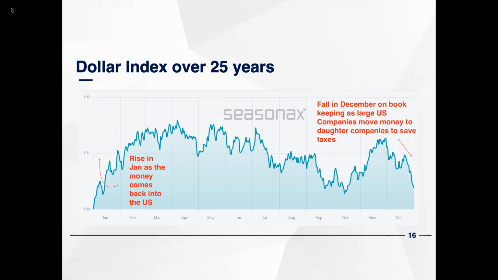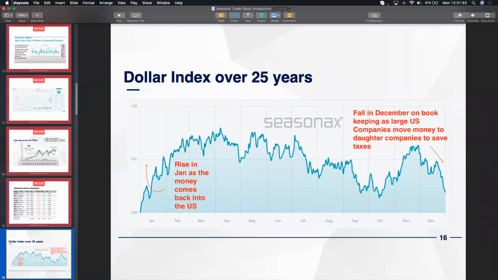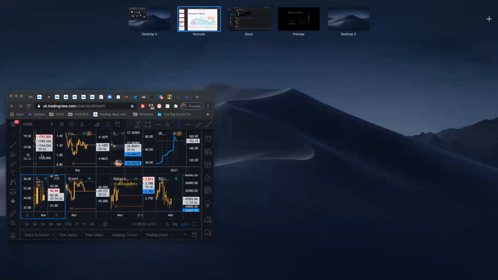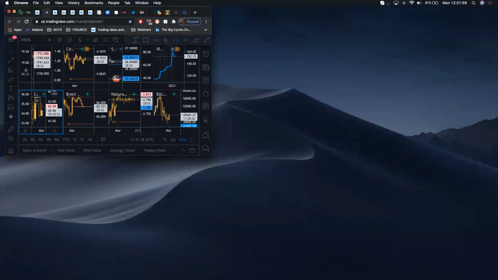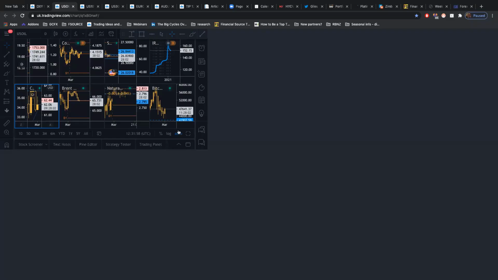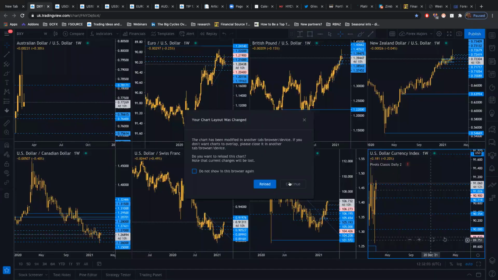And if I just show you the dollar index chart, I'm just going to exit this webinar for a moment, and I'll just show you the dollar index, and I'll show you what happens, because it will really be helpful for you to see this playing out in real time.